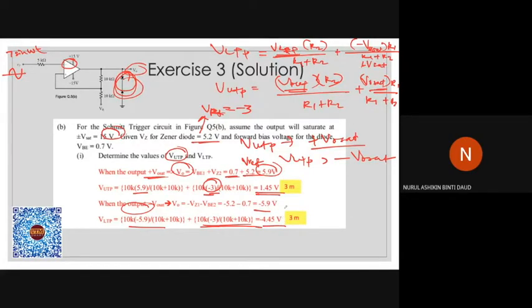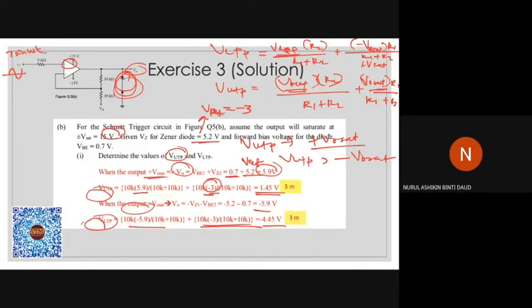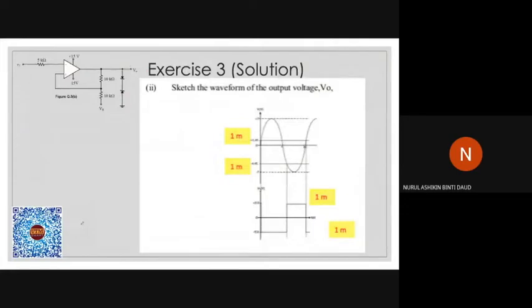All right, so this is going to be the VUTP, and this is going to be VLTP. So we have settled the first question, VUTP and then VLTP. Next, you need to sketch the waveform. After this you need to look back again at these questions, and also look at what the Zener diode is here.